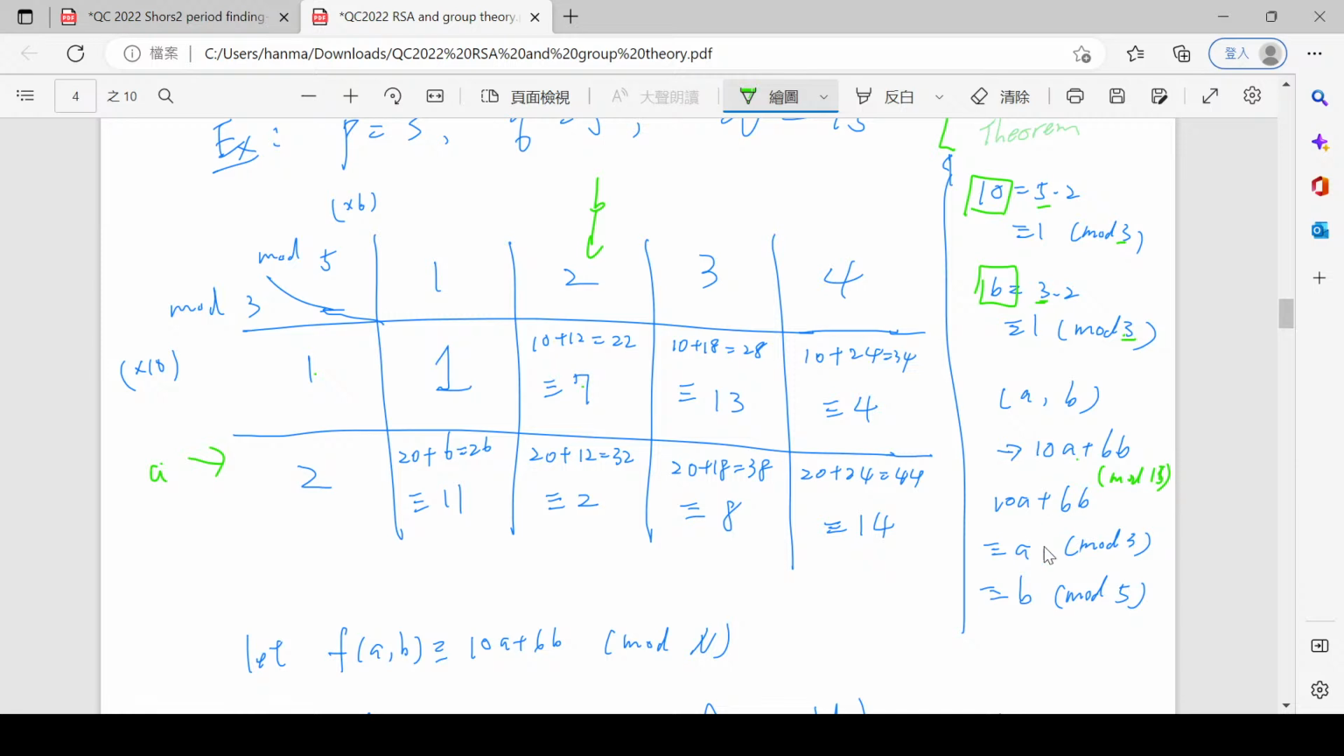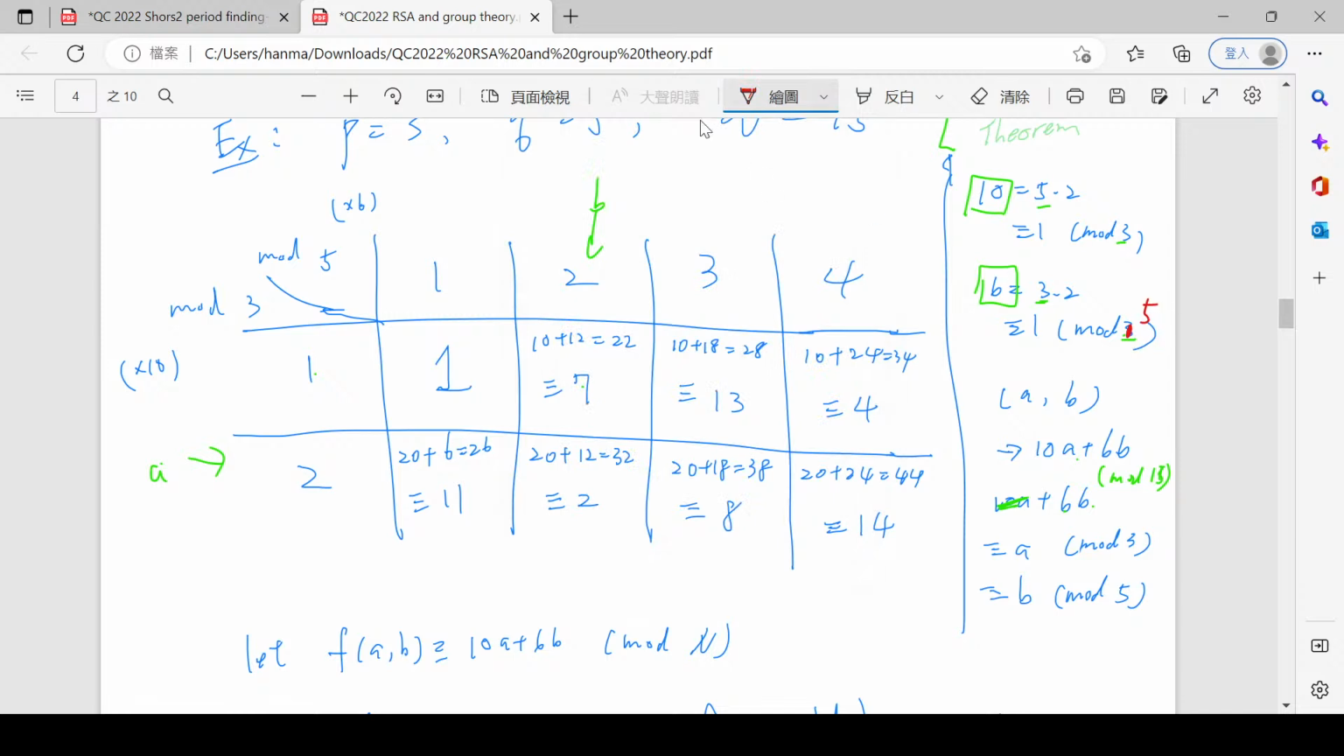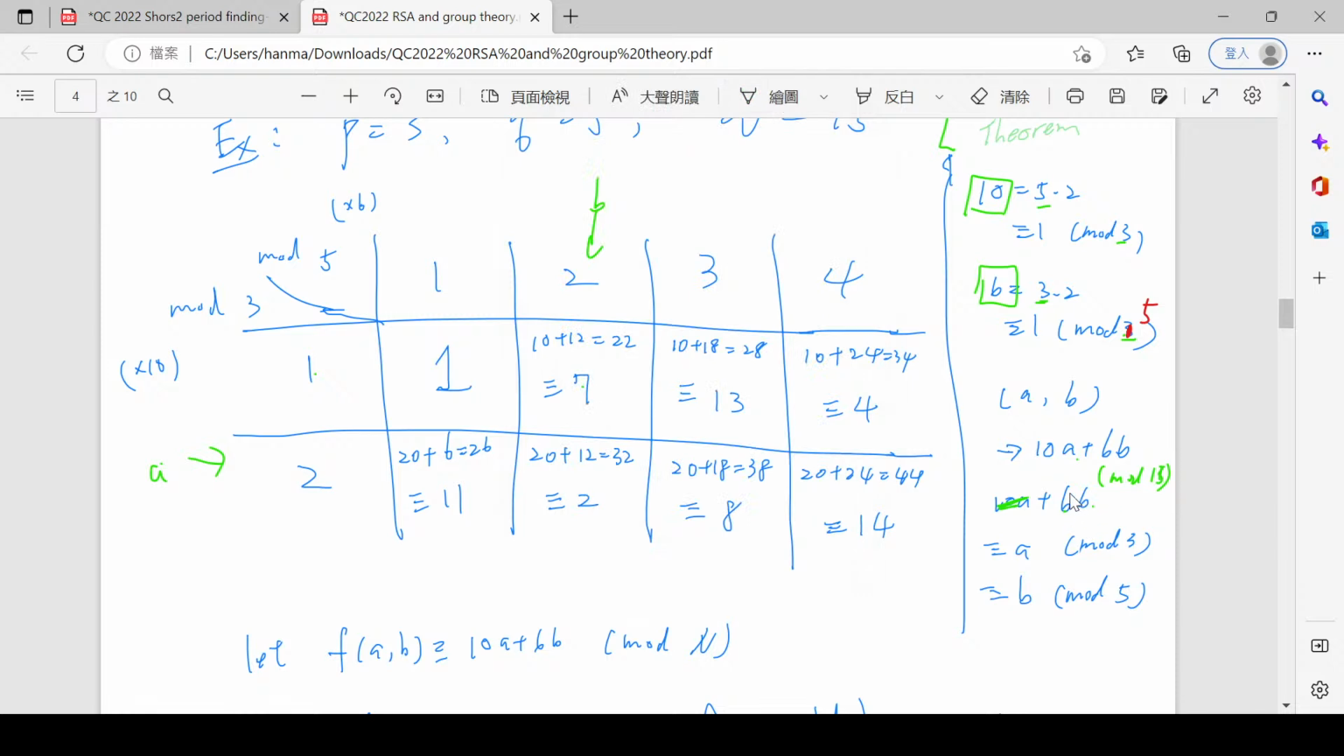When you take this in mod 5, then 10 times A, because 10 is a multiple of 5, is 0. And you have 6 times B in mod 5, but 6 is equal to 1 mod 5. Okay, so my 5 and 3 look similar. So 6 is equal to 1 mod 5, so that's just 1 times B, which is B mod 5.